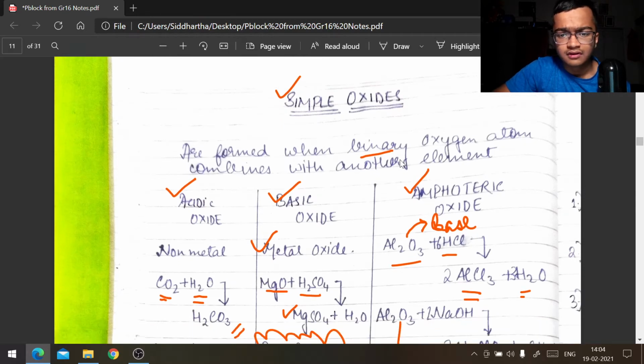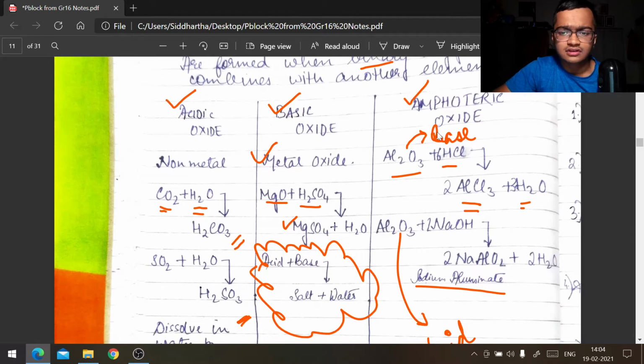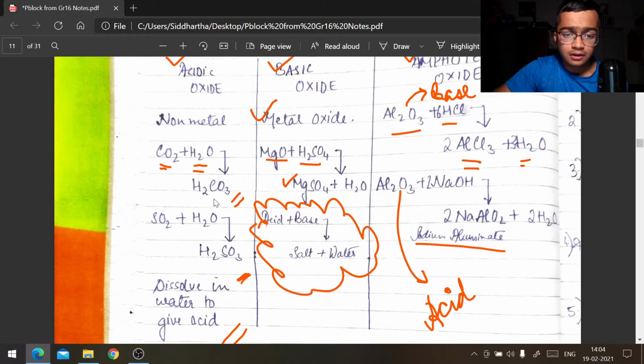Now simple oxides, formation of simple oxides. How are simple oxides formed? When binary oxygen combines with another element, right? Acidic oxide, basic oxide. Similarly, I have already mentioned, when you take a non-metal and react it with H2O, H2CO3 is formed, which is a sort of acid because it is a non-metal. When you take MgO plus H2SO4, a neutralization reaction occurs.